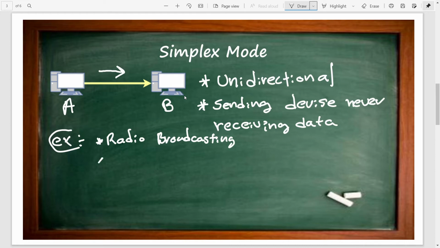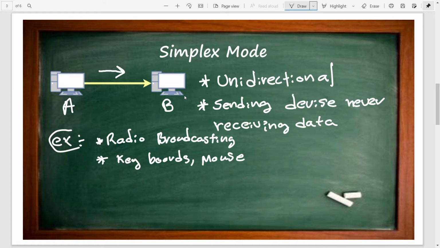Another example is when we use keyboards, mouse, that kind of device related to a computer system. We can say that those devices are a kind of Simplex mode communication, because we can give input using keyboards, but we can't receive anything out of the keyboard. Keyboards, mouse, those are related to this kind of Simplex mode devices.